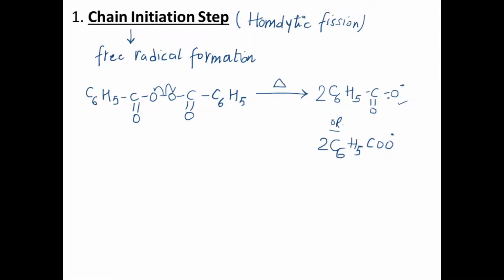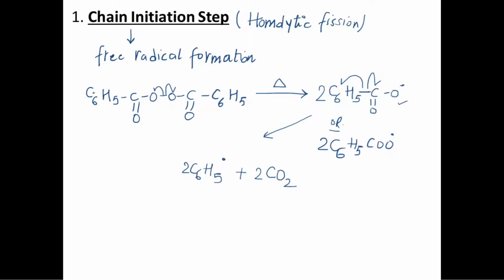Now, how does this reaction proceed further? Here again, bond breaking takes place. Again a homolytic fission takes place and a bond is broken down, and one more free radical is formed. It results in the formation of carbon dioxide, 2 moles of carbon dioxide, plus 2 free radicals of the phenyl group.